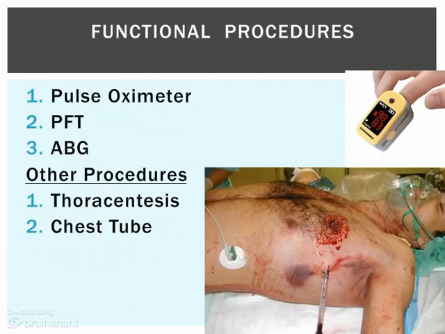The tube is placed between the ribs and into the space between the inner lining and the outer lining of the lung, so the pleural space. So it's the same place that a thoracentesis is inserted. The tube is connected to a bottle or a canister, and the suction is used to help it drain. After the tube is inserted, often it needs to be kept in place, so it's sutured into place and then it's taped.